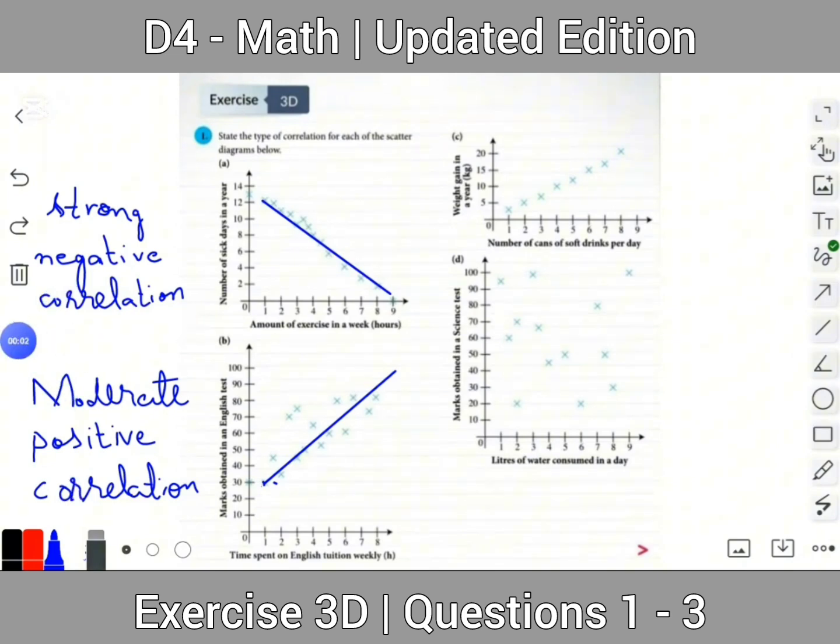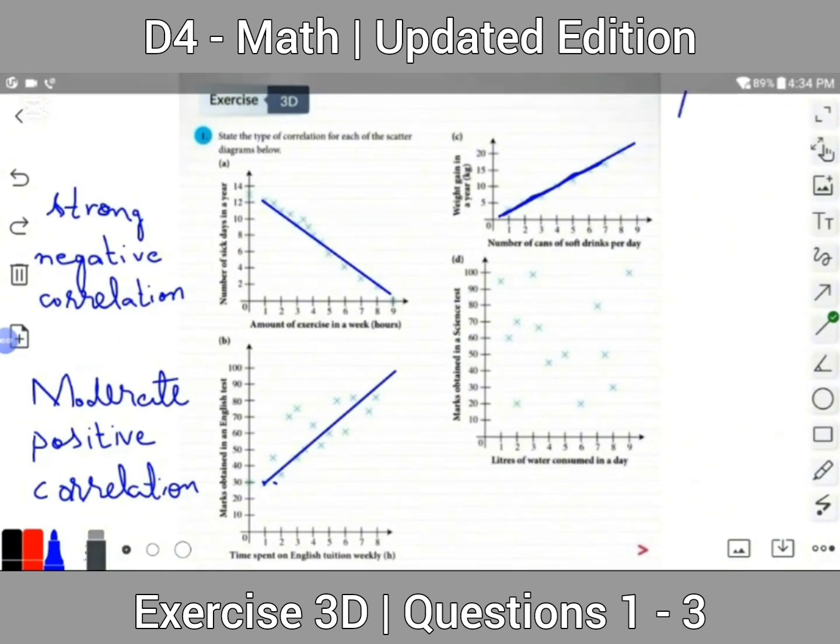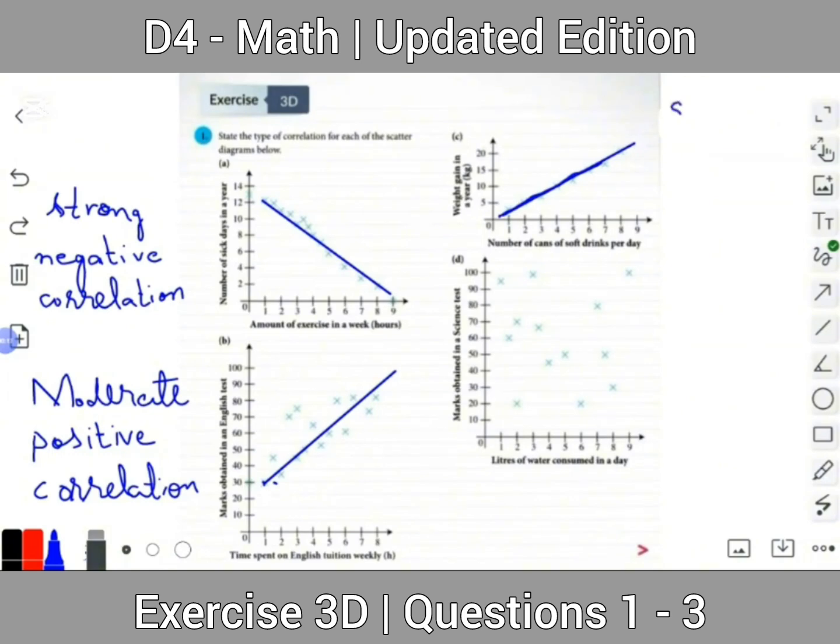Now in part C, we will draw a line of best fit, just like so. Here we have drawn a line of best fit in part C, and it shows a strong positive correlation.